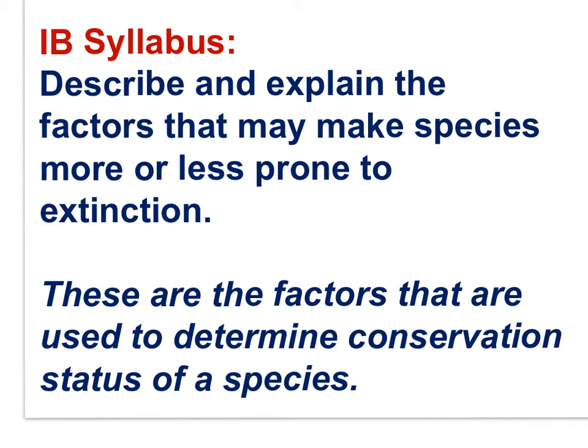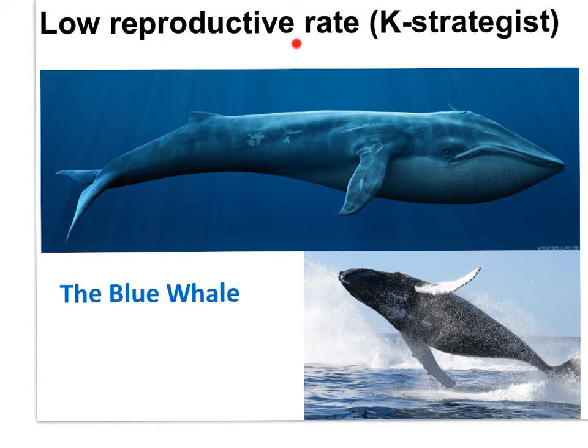So let's shift our focus to a new IB syllabus statement. Describe and explain the factors that may make a species more or less prone to extinction. These are the factors that are used to determine conservation status of a species. A low reproductive rate, typical of the K-strategist, makes a species more prone to extinction. Species must be able to reproduce to survive. Low rates of reproduction make survival more difficult in the face of rapid environmental change.